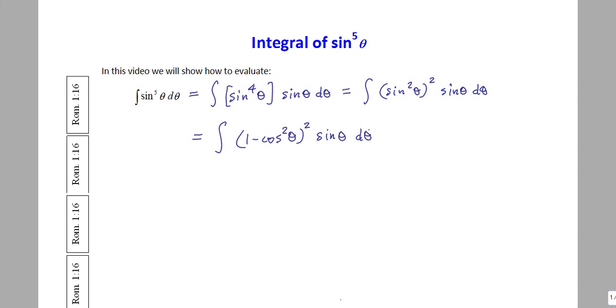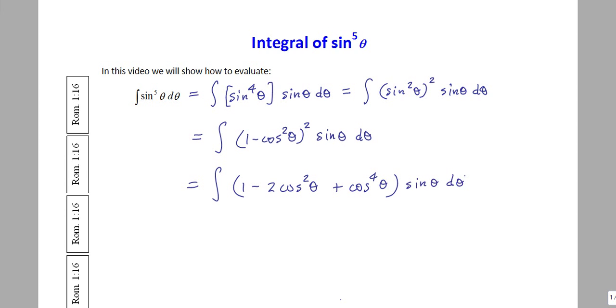And then we FOIL that out. So we get the integral of, in the parentheses I get 1 minus 2 cos squared theta plus cos to the fourth power theta times, on the outside we get sine theta d theta.